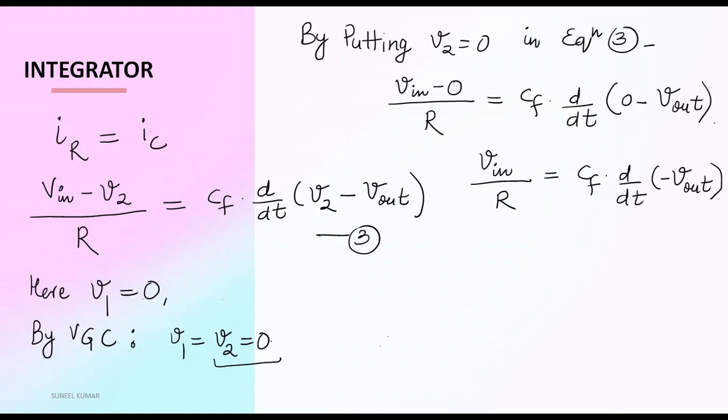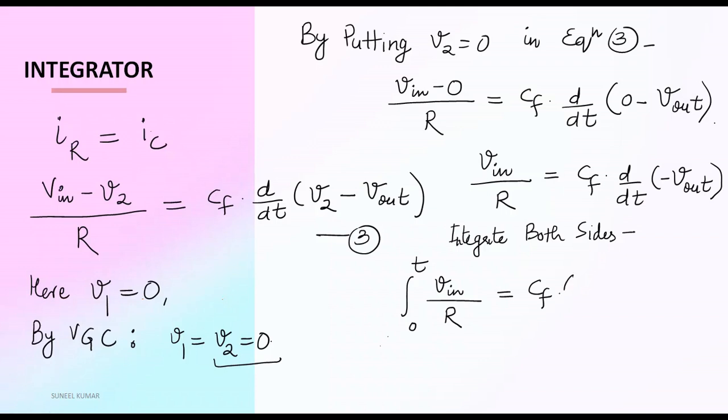So this becomes the equation. Now integrate both sides. So this will become integration from 0 to t of V input divided by R. So this will become CF. Integration and differentiation will cancel out on both sides, so this will become simply minus V output. And one more constant will be added here, that is A.